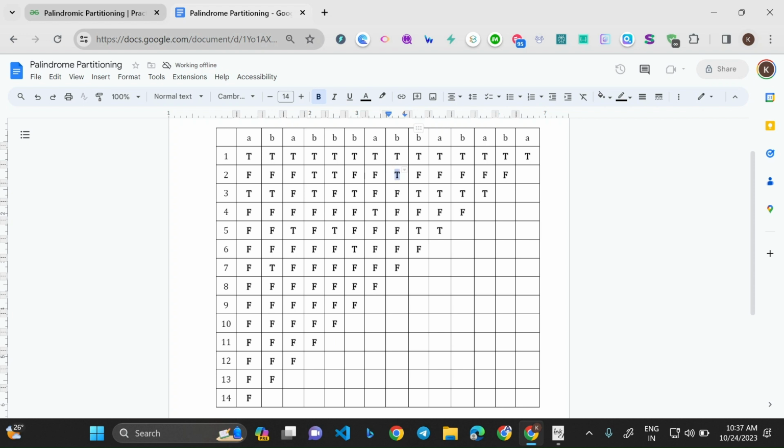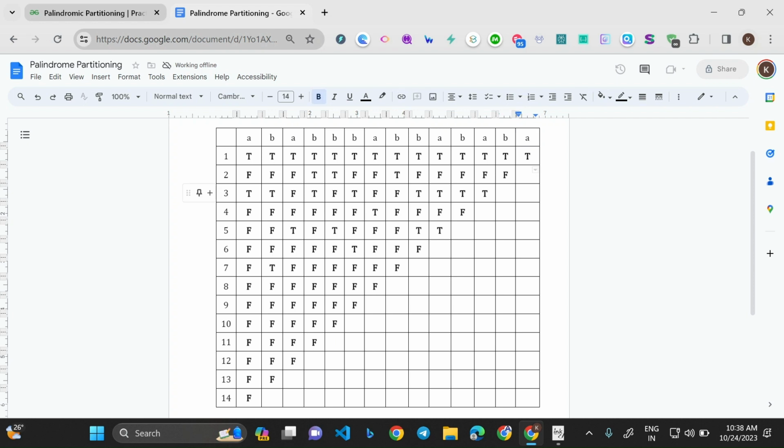And is BA a palindrome? No, false. Is AB a palindrome? No, false. Is BA a palindrome? False. AB? False. And BA? False. And from the last A, can I take a substring of length 2? There is no other character, so there is nothing to fill. That is the reason it's empty.